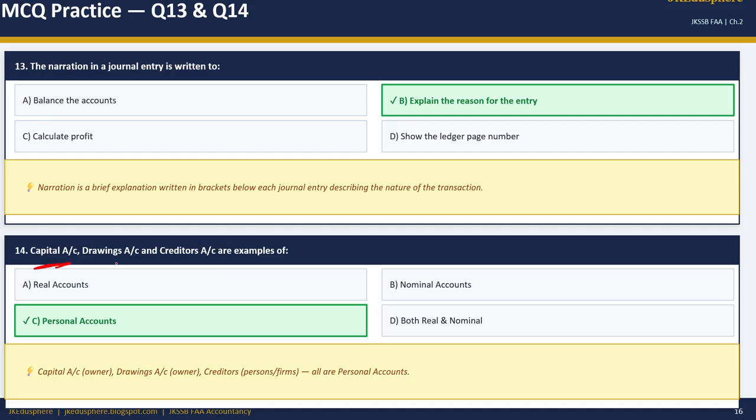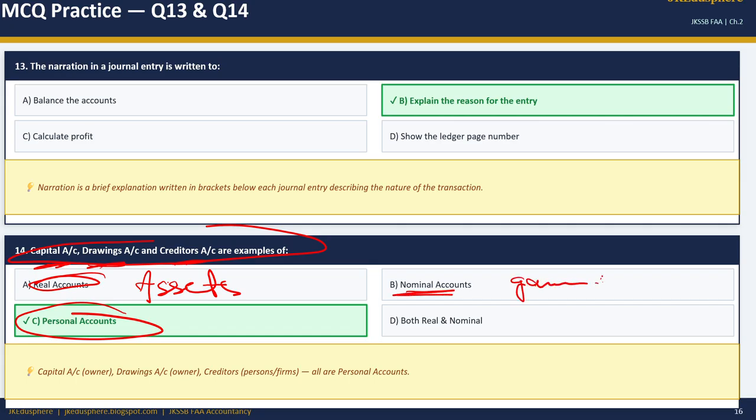Capital account and drawing account are examples of personal account, not real account, because in real account assets are recorded, and in nominal account gains and losses are recorded. Okay, so these are the personal accounts.